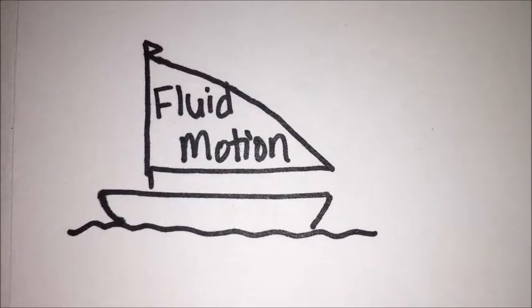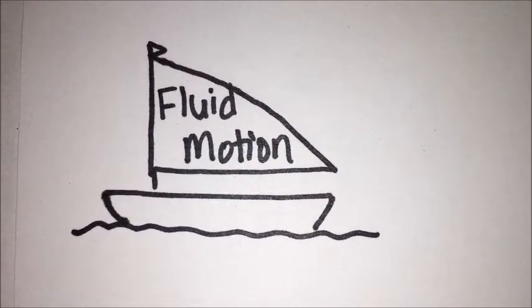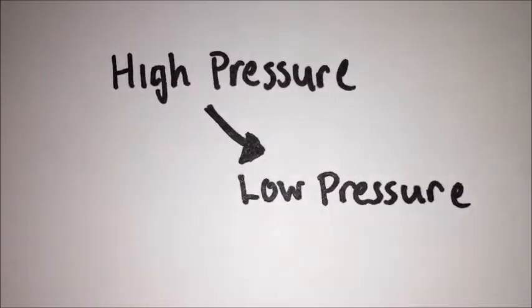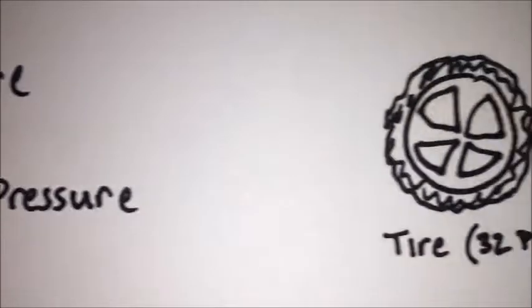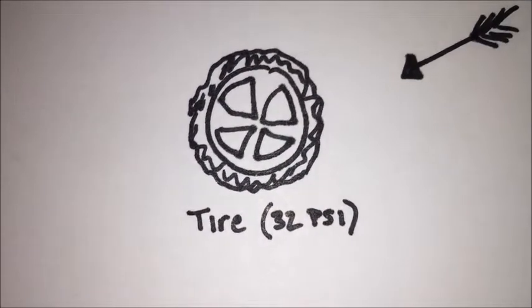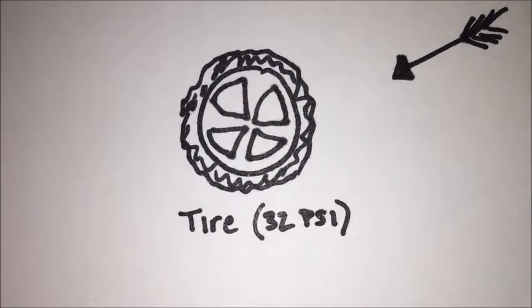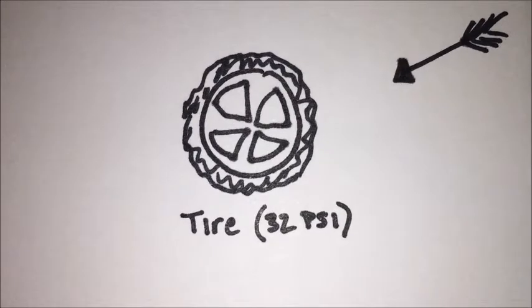The next idea we talked about is fluid motion, whereas areas of high pressure always move to areas of low pressure. Take a look at this tire. It has 32 psi. I know it's not pascals, but something we are familiar with. If an arrow is shot at it, think about it.